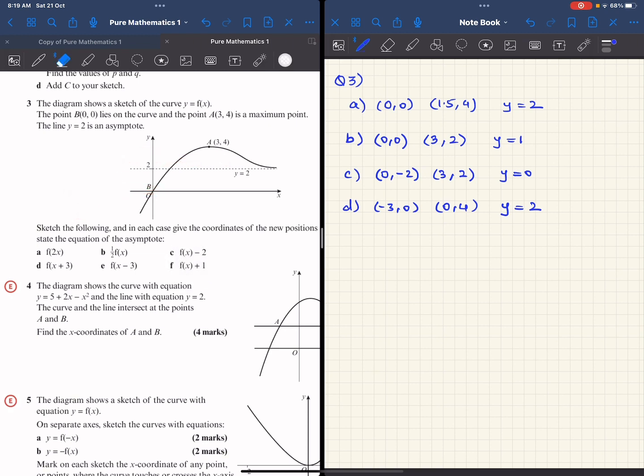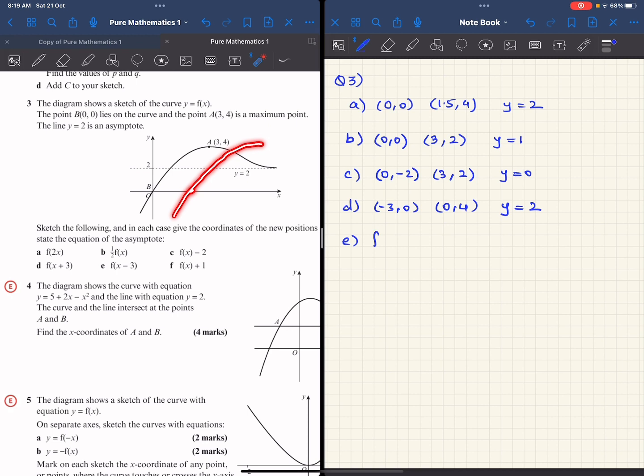Moving on to the next one, that is E. E is f of x minus 3. So this takes the graph 3 steps to the right. So 3 steps to the right means this point will start at 3, 0, and this will start at 3 plus 3, 6, 4. So the graph will start from here.